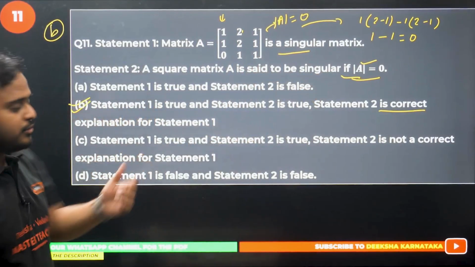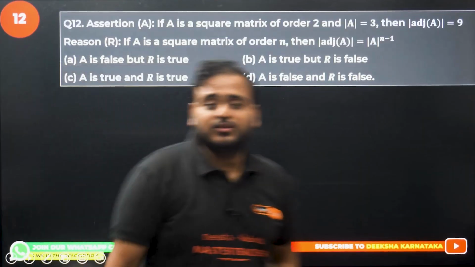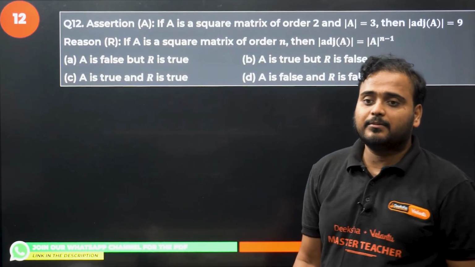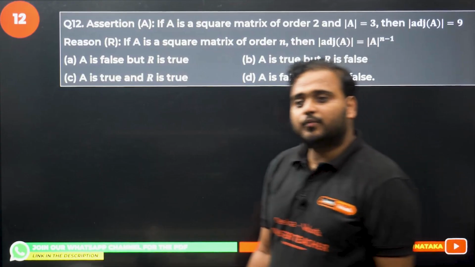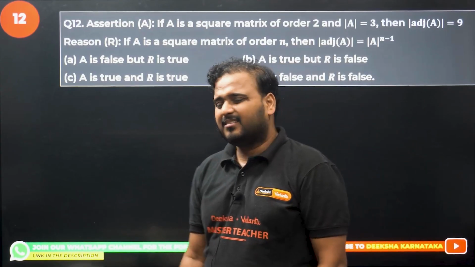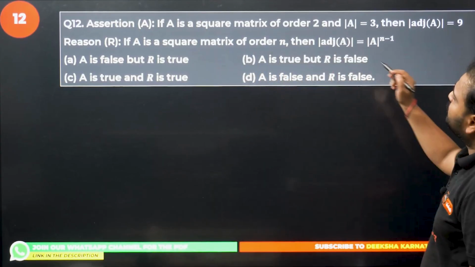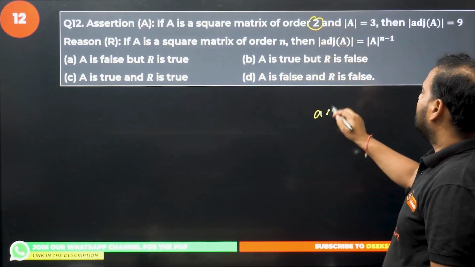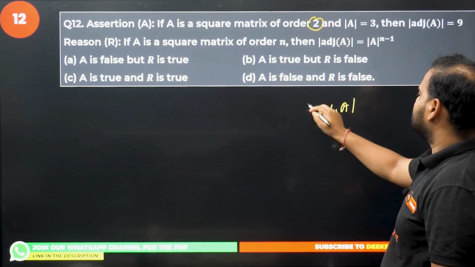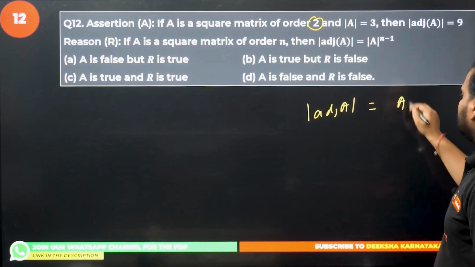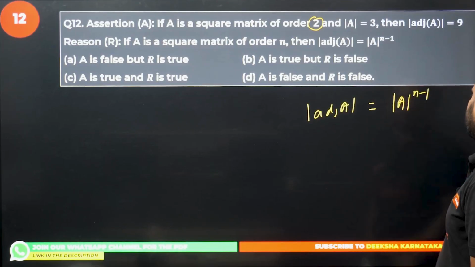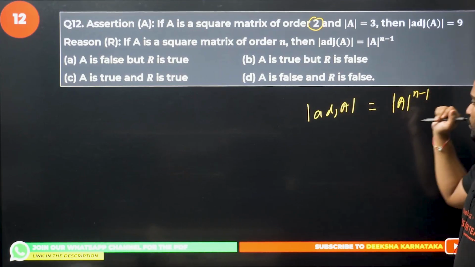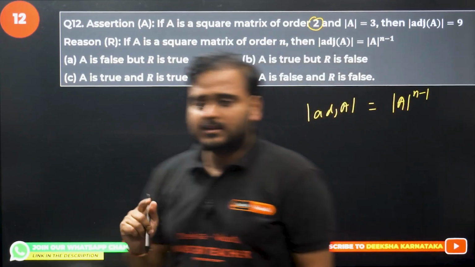Question number 12 now. Assertion and reason. If A is a square matrix of order 2, determinant of A is 3, then determinant of adjoint of A equals 9. Okay, is it possible? It's order 2, right? The property is that the determinant of adjoint of A is given by determinant of A power n minus 1, right? Here we have n minus 1 power 2? Correct? That's the property.